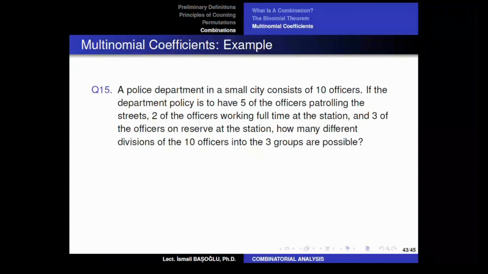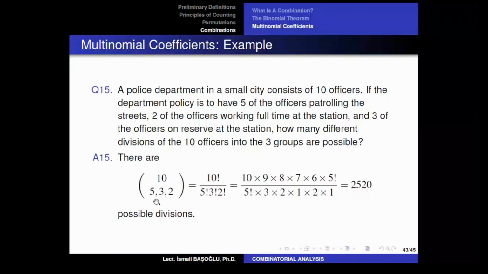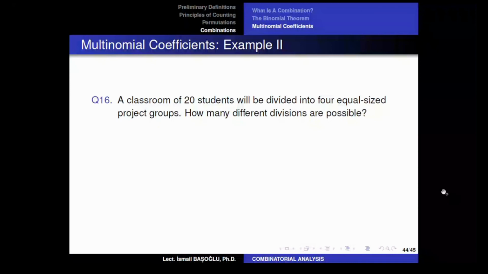So we are going to create 3 groupings. Each group is going to have a respective number of members of 5, 3, and 2. So this is going to be calculated with a multinomial coefficient. So we say 10 choose 5, 3, and 2. And 10 factorial should be divided by 5 factorial, 3 factorial, and 2 factorial. And this calculation is going to give you 2,520.